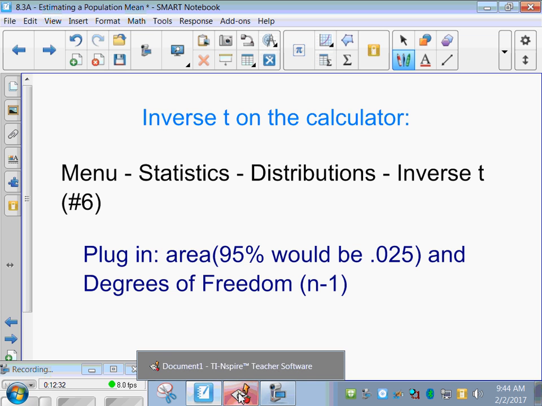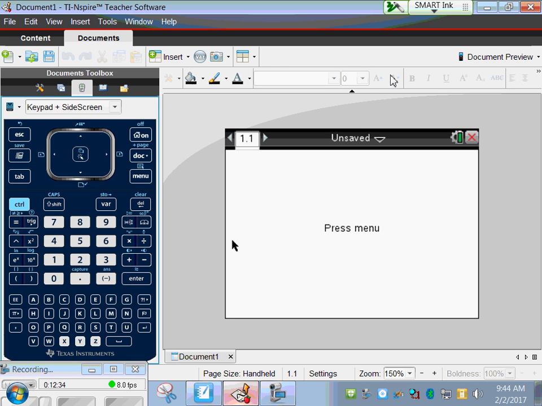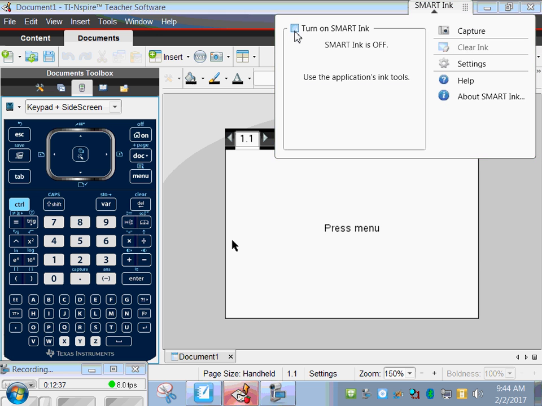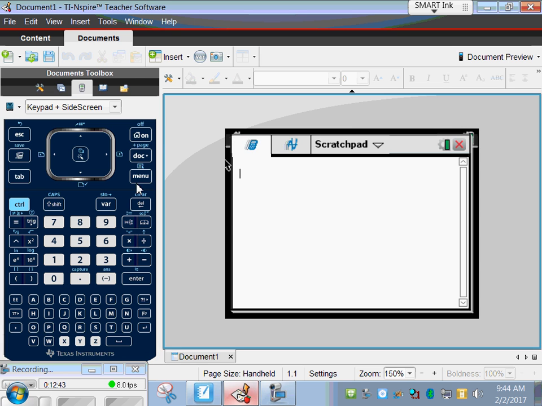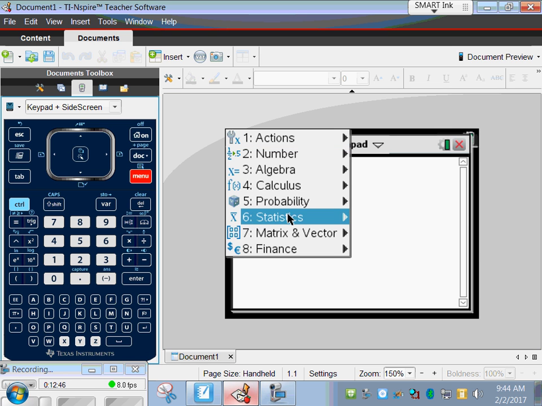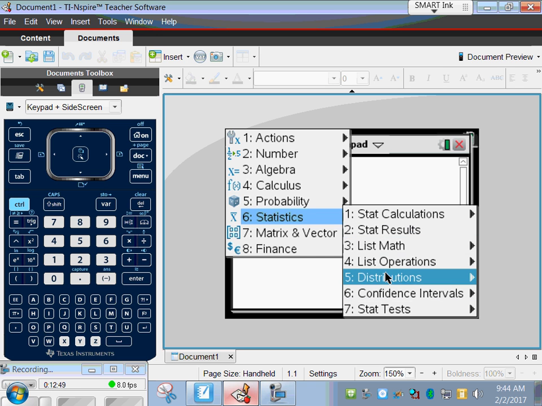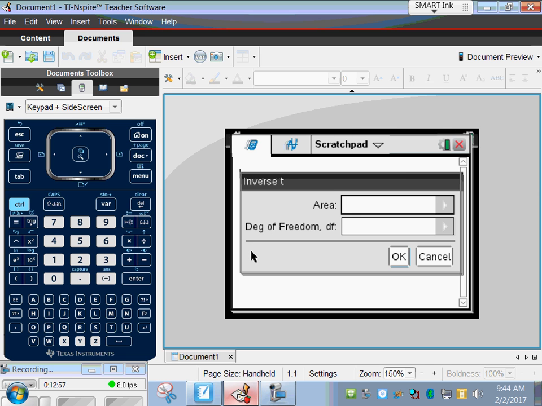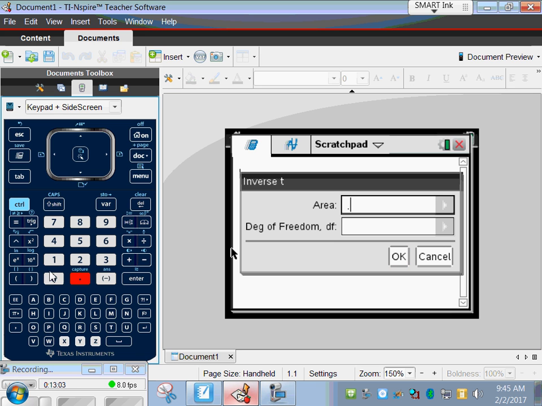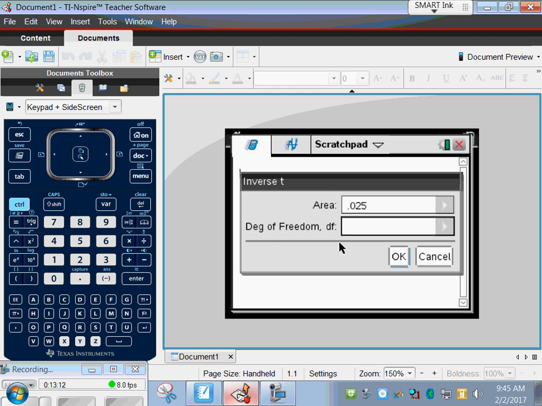So let's try it. Menu, statistics, and distributions, and notice inverse t. All right, inverse t. So anytime we're doing sample means, inverse t. So we'll do the first one, which was 95% confidence, so 0.025. And our degrees of freedom was 11 on the first one.